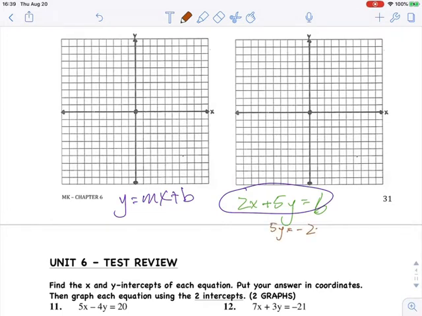Do we do it that way? Is this the problem I want to do?